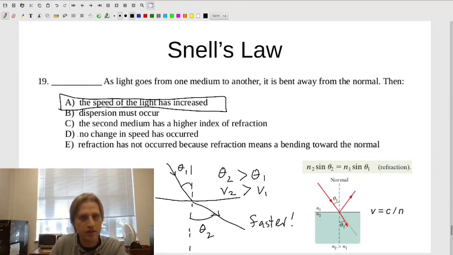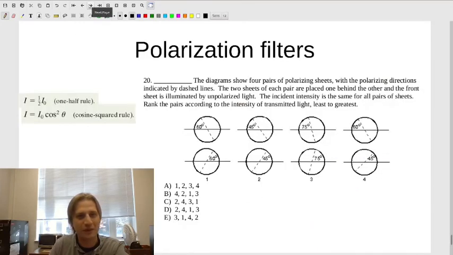The second material has a higher index of refraction. No change in speed. No, refraction has not occurred. No, refraction has occurred. That's what it means for light to bend. Okay, and one last one.